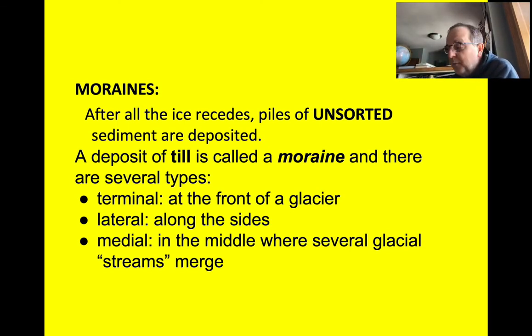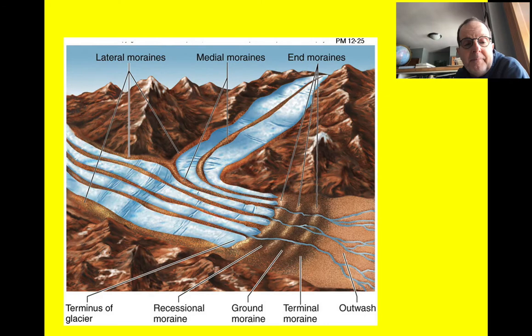Lateral moraines are the moraines that form at the side of, say, particularly a valley glacier, but it could happen with an ice sheet as well, a continental glacier, pushing through rock that is higher than the ice and then receding and then leaving lateral deposits of unsorted sediment. And then the medial, where maybe two glacial streams or rivers of ice meet. And here you can see the terminus, the end point of the glacier, terminal moraine.